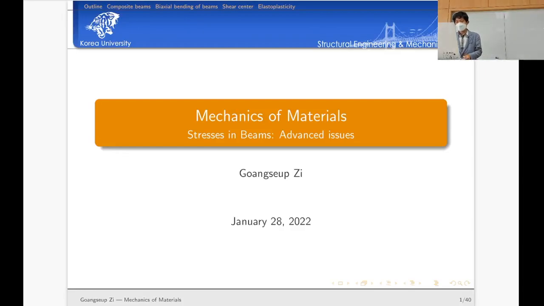Alright, so let's talk about advanced issues regarding the beam problems. We are still talking about the beam problems. Up to the last time, we considered very simple beam problems. We considered only one material, only a single material for the beam cross section.